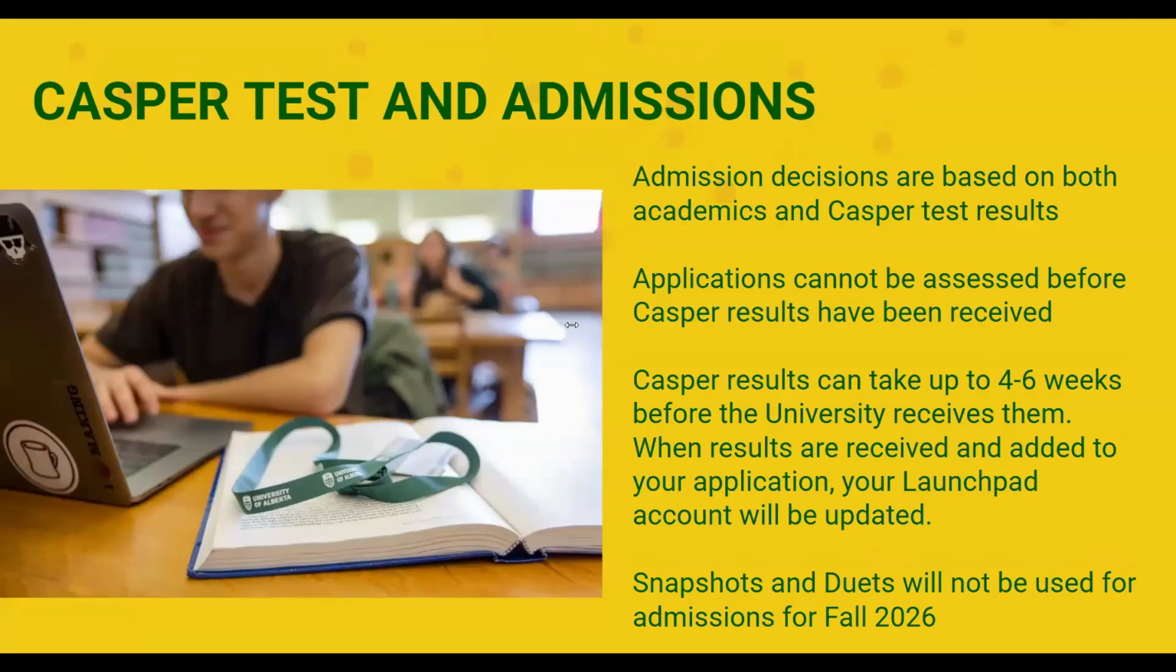So admission decisions are based on both academics and Casper test results. Applications cannot be assessed before Casper results have been received. Casper results can take up to 4 to 6 weeks before the university receives them, so when results are received and added to your application, your Launchpad account will be updated. Snapshots and duets were used in previous assessments. You do not need to worry about this for the fall 2026 admission. Your only focus should be on completing the Casper test.